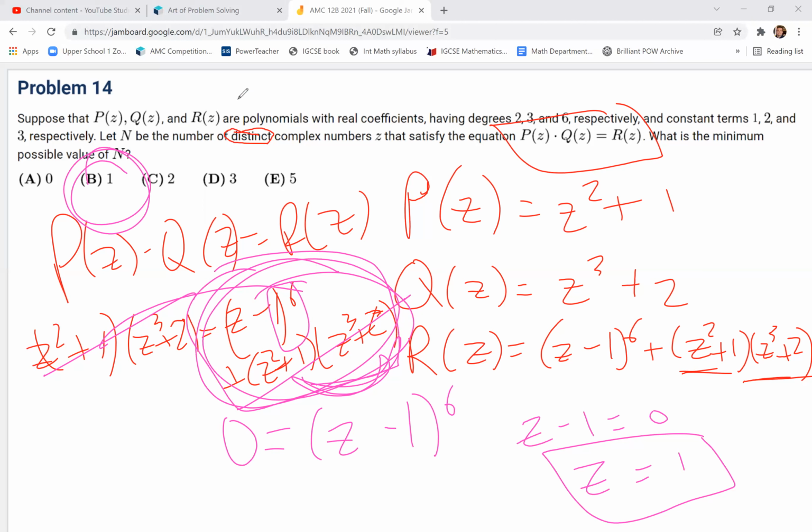This is more of a conceptual problem, I think, than really a mathematical one. It's testing the concept of the fundamental theorem of algebra, complex roots, and the fact that a polynomial of degree n must have n complex roots, but some of those roots can be repeats, so they're not distinct complex roots. The key word here was the fact that they used the word distinct. So pretty tricky problem, but overall not too bad.